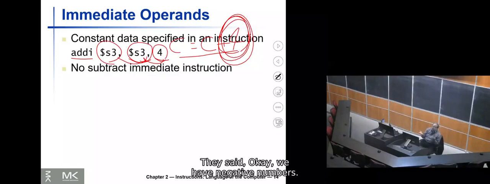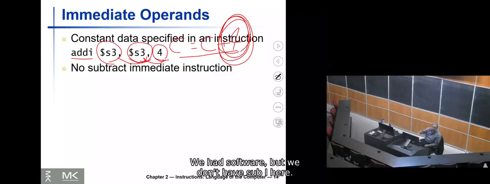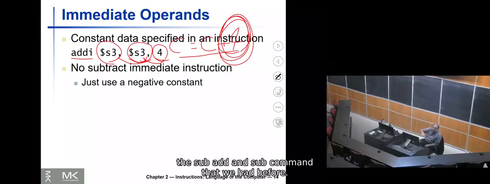They thought about it. They said, okay, we have negative numbers, so we can use add with negative numbers. And then why do we need another, sub immediate? You could say the same thing for the add and sub operations. Why did we have sub over there? Who could answer? We had sub there, but we don't have subi here. Here, the answer is this: just use the negative constant. It's exactly right. But why didn't we say the same thing for the add and sub commands that we had before?